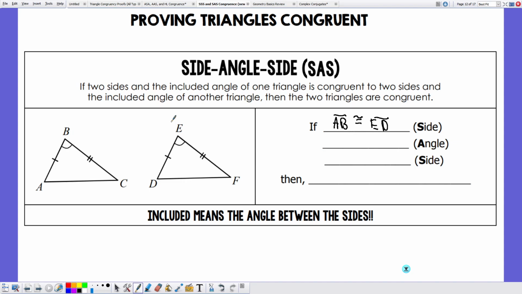Then we want an angle to be congruent, so angle B is congruent with angle E. And then finally, a last pair of sides, BC, is congruent with EF. If we establish those facts, particularly when the angle is included in between the two sides, then we establish the fact that triangle ABC is congruent with triangle DEF.